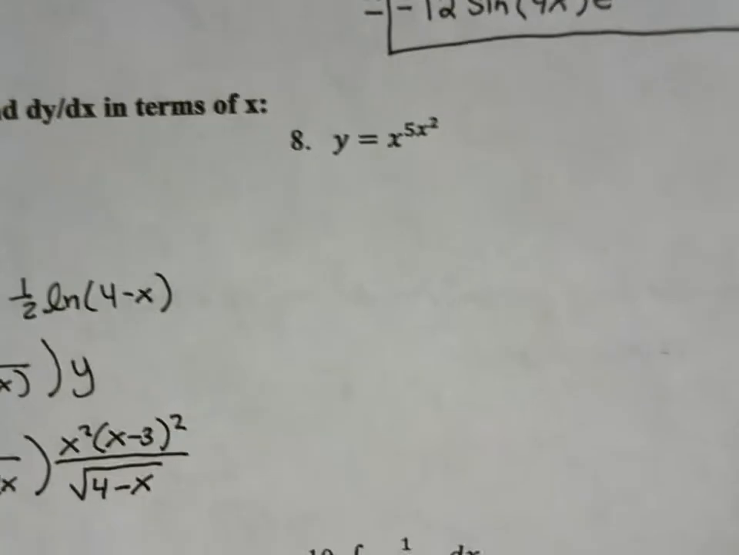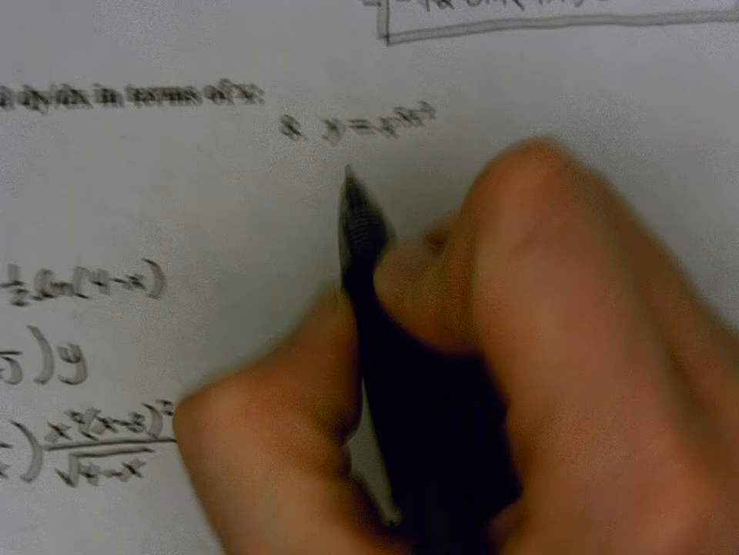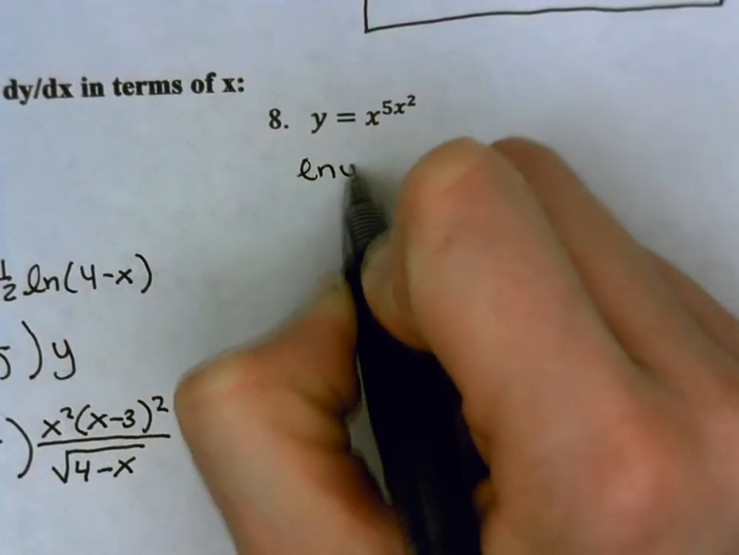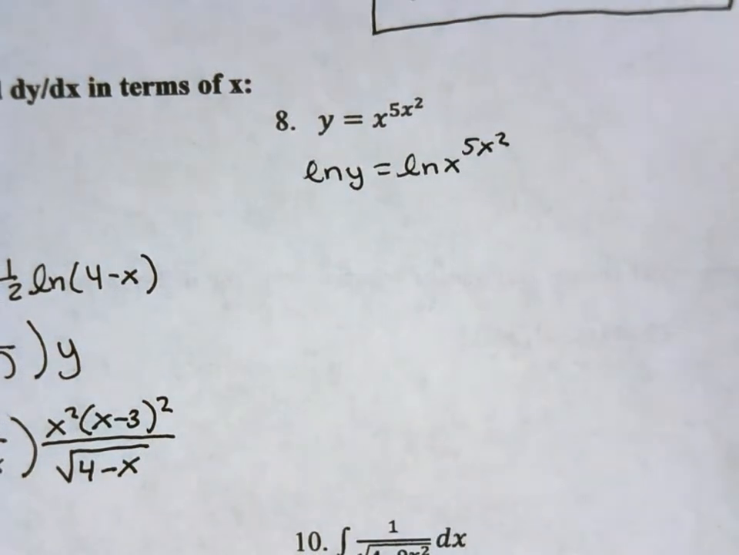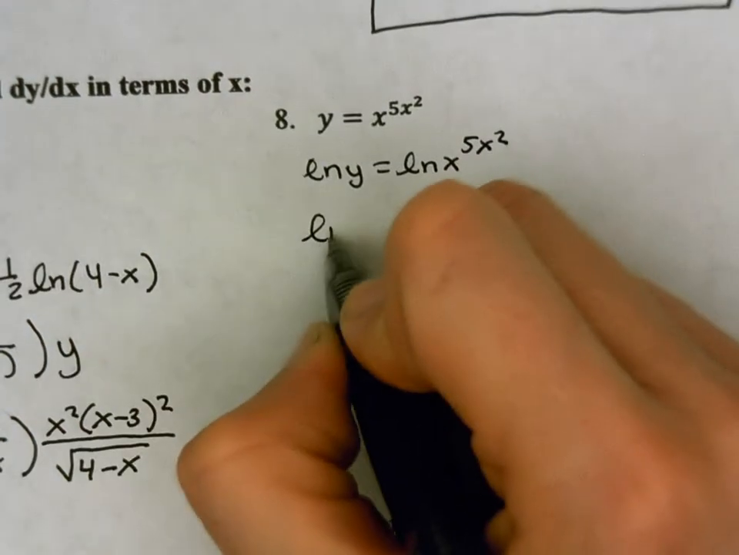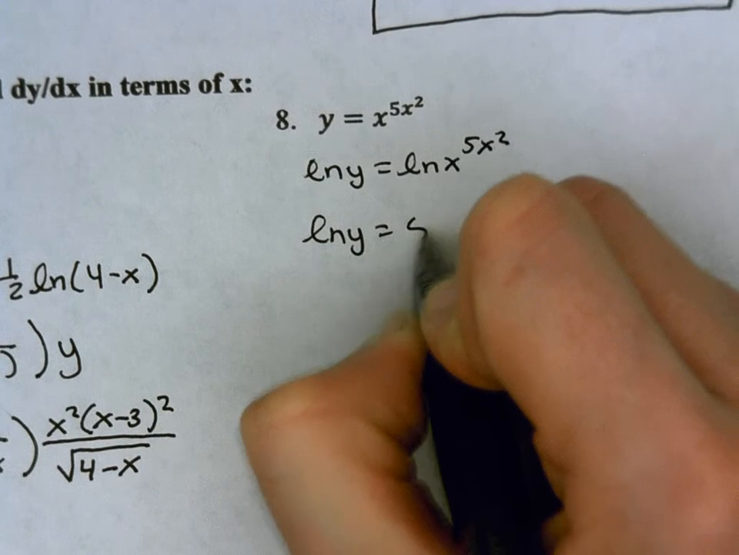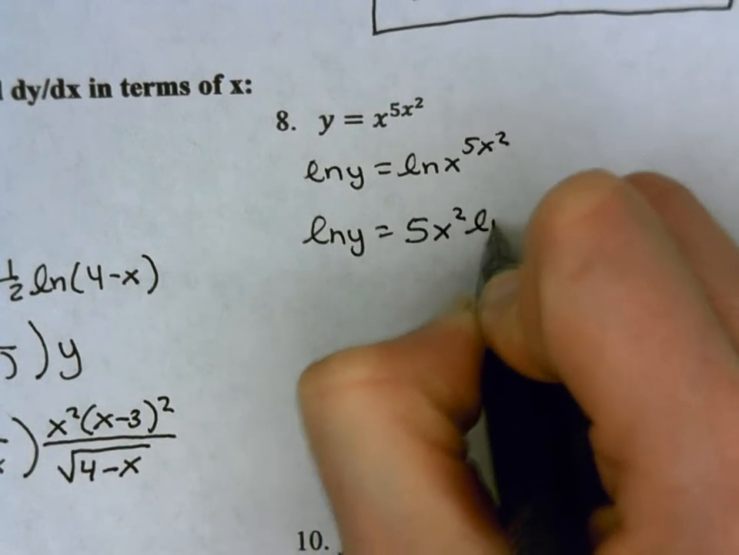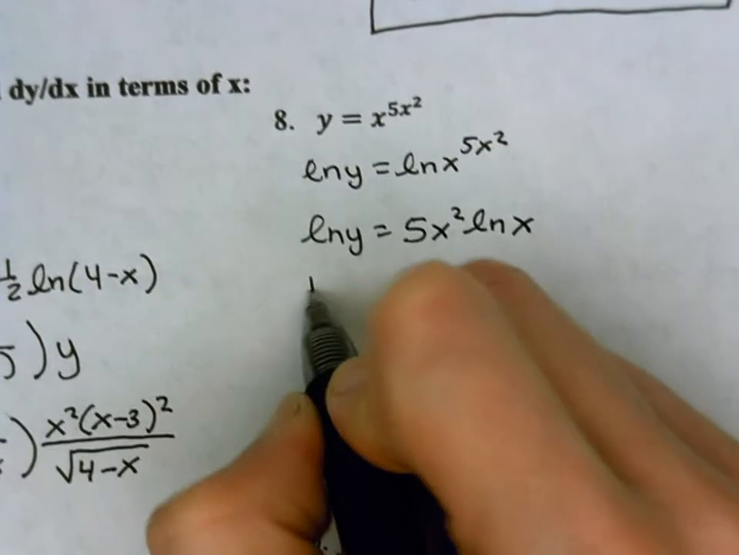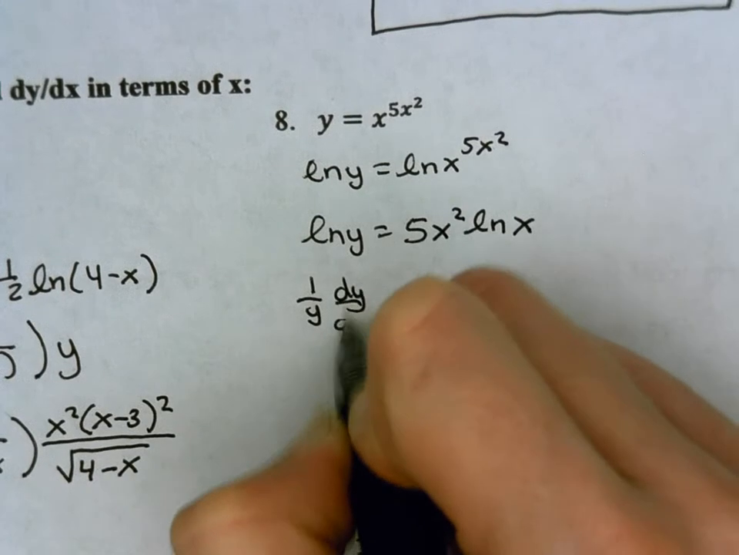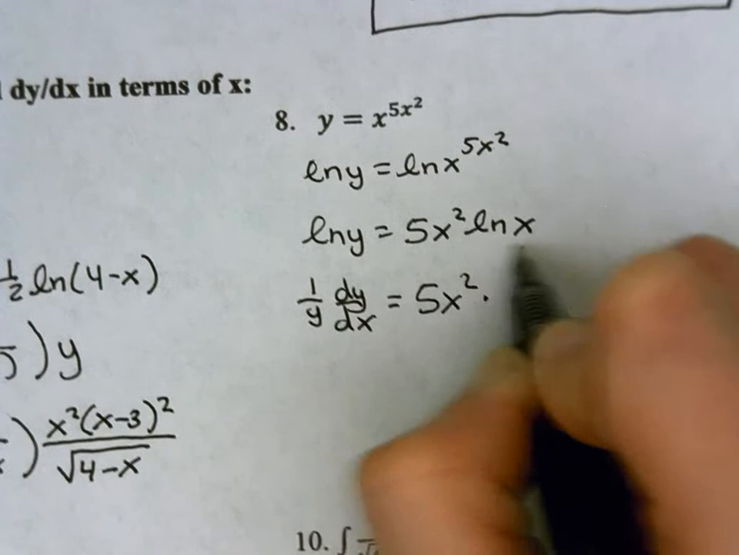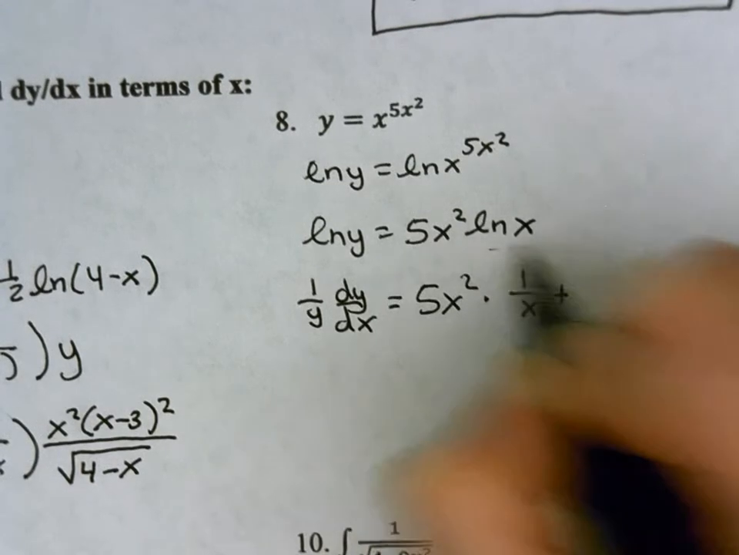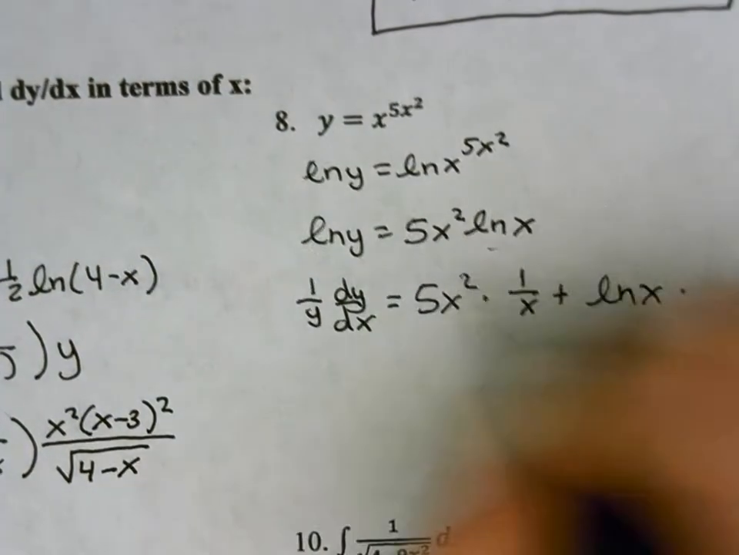Okay, let's take a look at number 8 then. We have, again, take the natural log of both sides. Natural log of y equals natural log of x to the 5x squared. Expand it. Natural log of y equals, bring down that exponent, 5x squared, natural log of x. Take the derivative, 1 over y dy dx equals 1 d2 plus 2 d1.